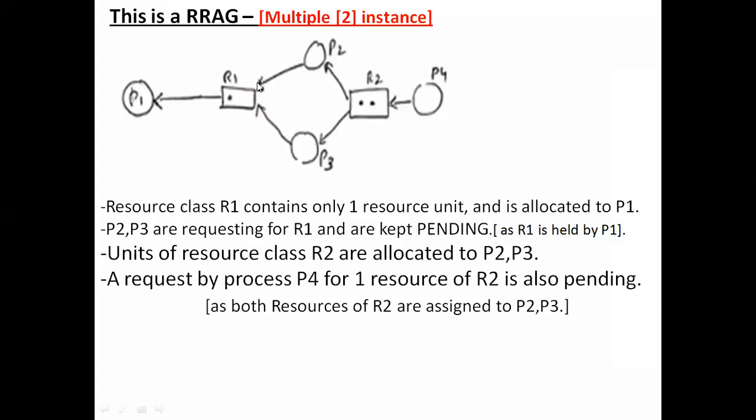You can see here the direction of the edge. These two processes, P2 and P3, are both requesting the resource R1, which has already been assigned to the process P1. The units of resource class R2 are allocated to P2 and P3. We have two resources in the resource class R2, and both of them are allocated to the processes P2 and P3. One gets allocated to P2, and the other resource gets allocated to the P3 process.